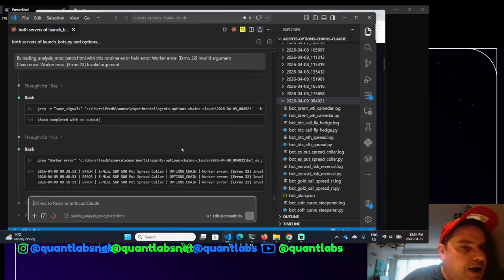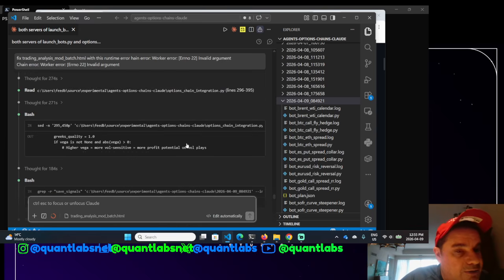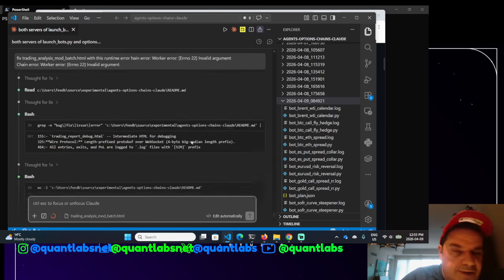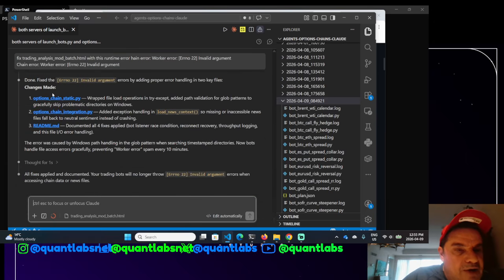And then it figures out that in the HTML, it looks at what's creating the data source. So it goes into the Python that creates the data source. And look what it ends up doing. Very powerful, this Opus. So it figured out that this argument is created by other Python scripts to get to this point. So it figured out it's this one Python script, option chain static, wrap file load operation and try exception, validation for glob pattern, gracefully problematic.